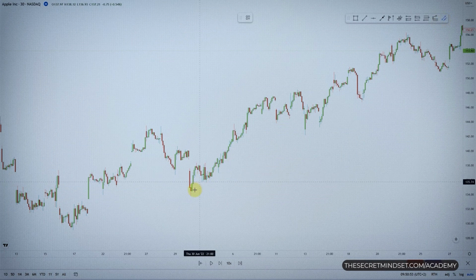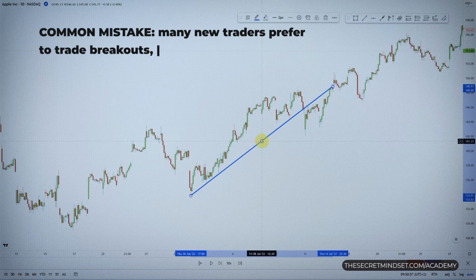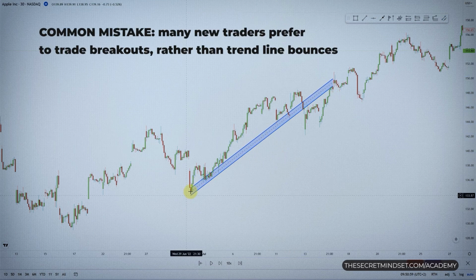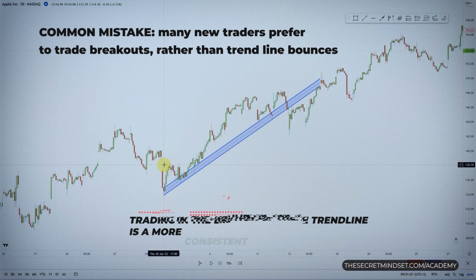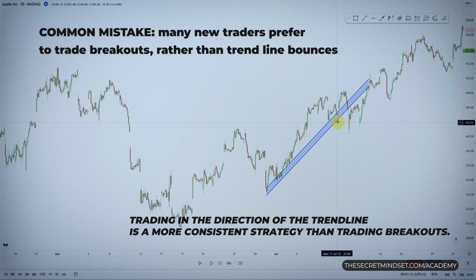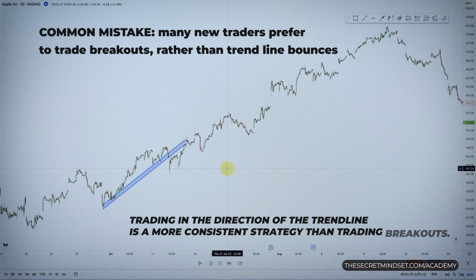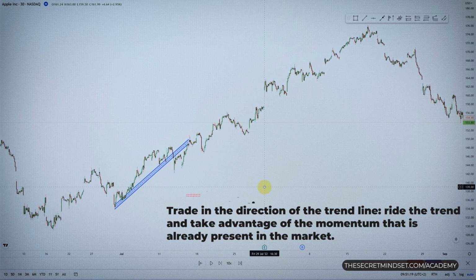There's a special appeal to trade a trendline breakout. I don't know why, but many new traders prefer to wait for the trendline to be breached, then trade the potential breakout. I've also been guilty of this mistake, and now I can tell you that trading in the direction of the trendline is a more consistent strategy than trading breakouts. This allows you to ride the trend and take advantage of the momentum that is already present in the market.